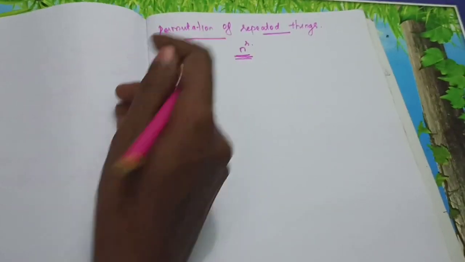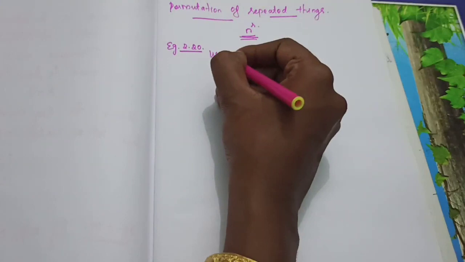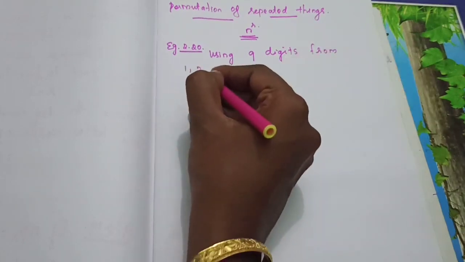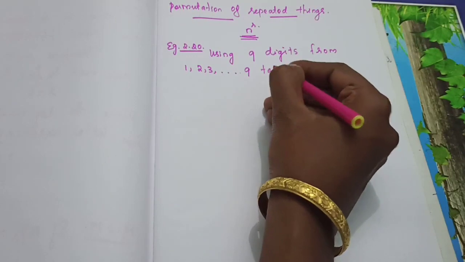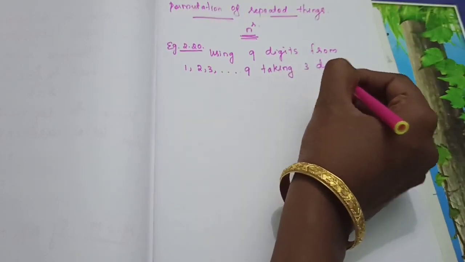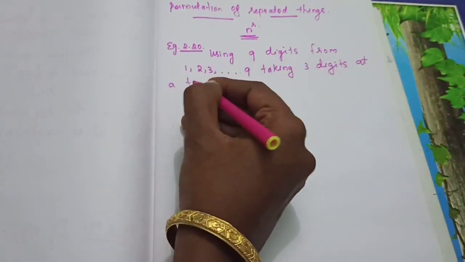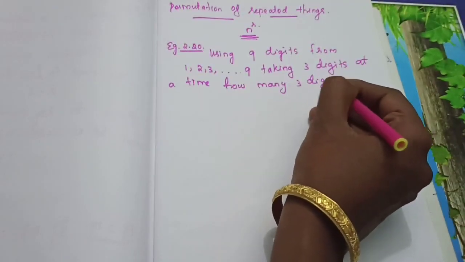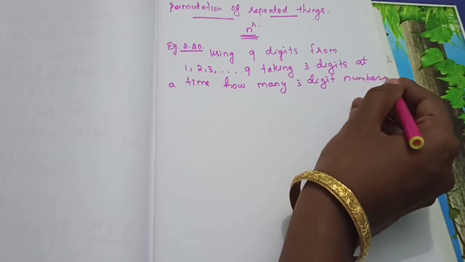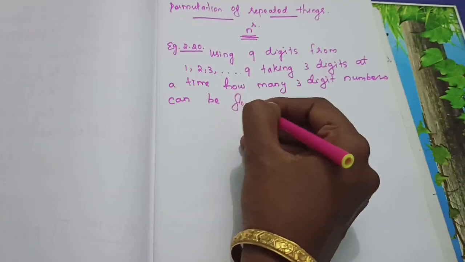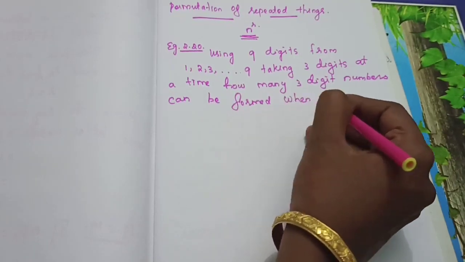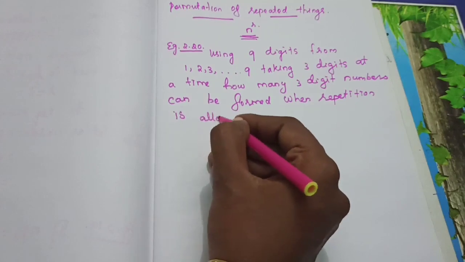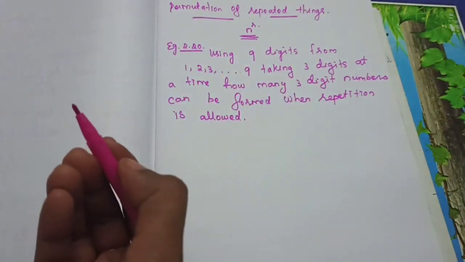Example 2.20. Using 9 digits, from 1, 2, 3 up to 9, taking 3 digits at a time, how many 3-digit numbers can be formed when repetition is allowed? When repetition is allowed, what's the formula? N power r.